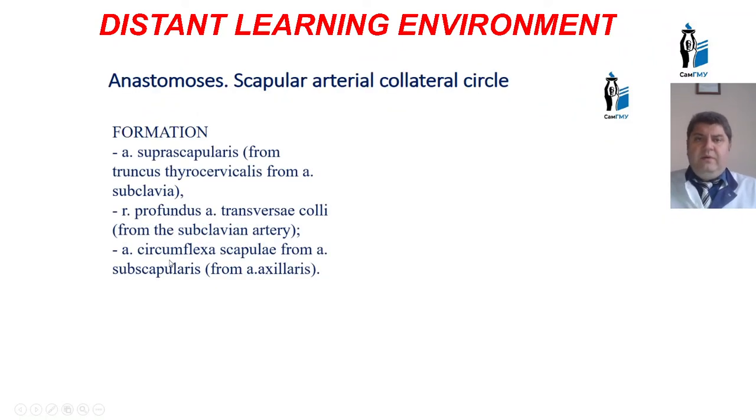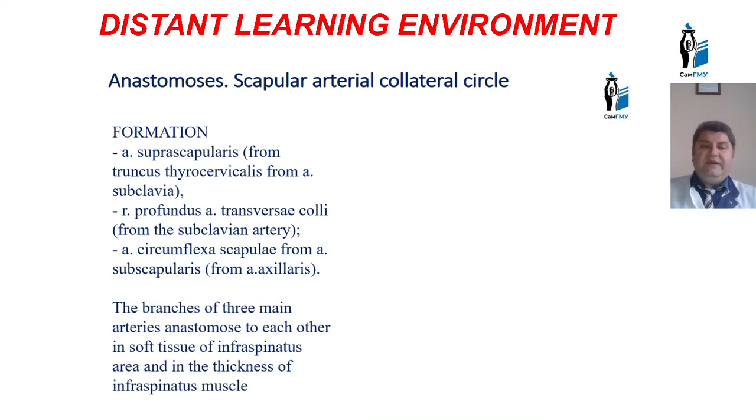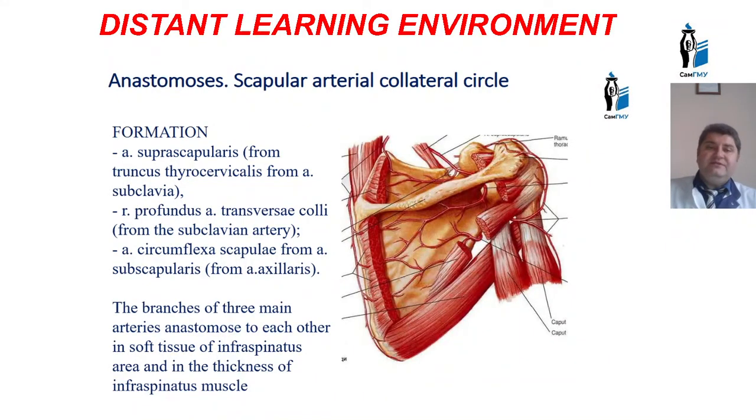And now we can see the anastomosis between arteries. In detail, we may read this anastomosis. As I told you, the posterior side of scapula, and we can see the scapula with its muscles from posterior view, and you may see the formation of this anastomosis. In surgical practice, they call it arterial collateral scapular circle. But we can see that this is not an original circle.